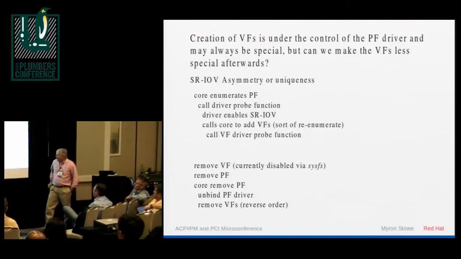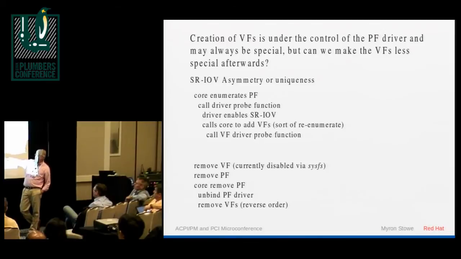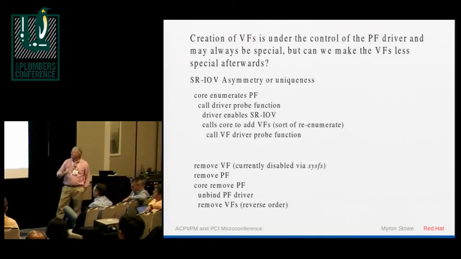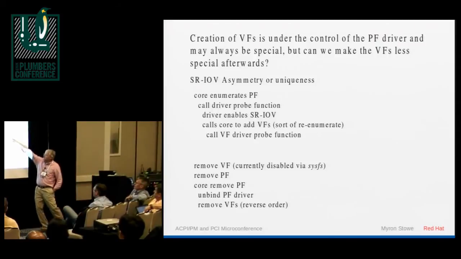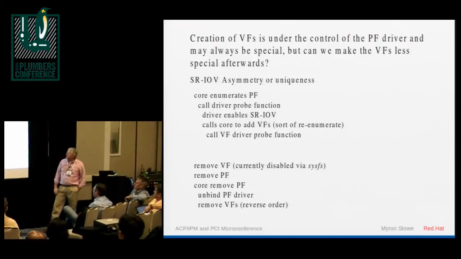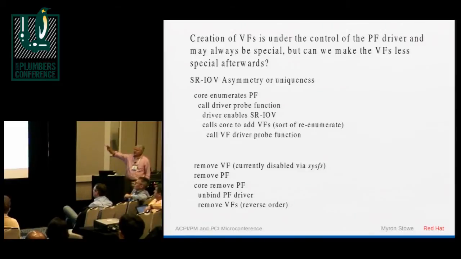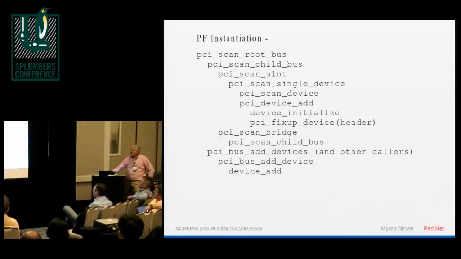That's a little interesting, but probably a lot more interesting is the removal path. That one just gets weird, and we'll talk about that. You would think that you're going to remove the VFs first, kind of the opposite order, and then remove the PF, but that's really got some interesting problems associated with it. So the only point I want to make here is the asymmetry, and maybe this is part of the uniqueness, perhaps it's part of the problem.